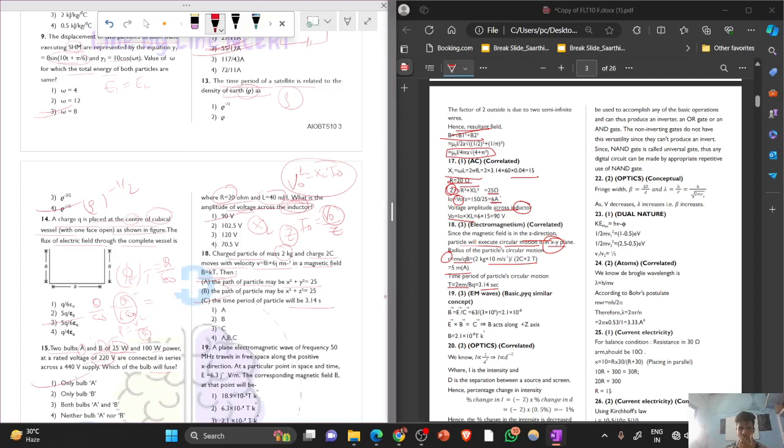Options A and C, because it will move in a circular orbit with a time period this and radius this. Okay, that is in the xy plane. So option A will also be correct, and option C. So one and three both will be correct.